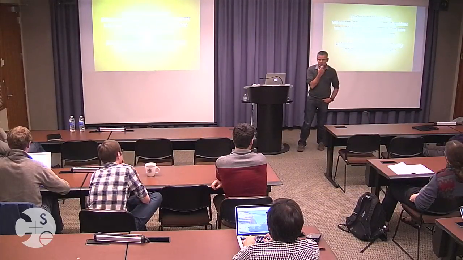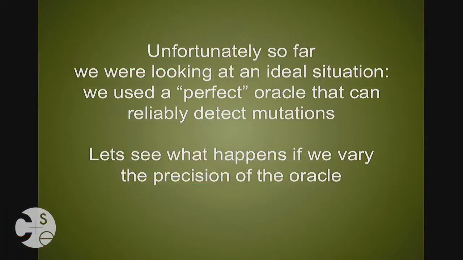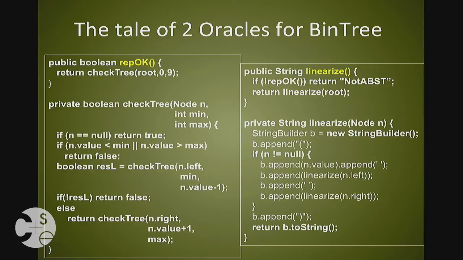Okay, but the bad news is it turns out that there is another small snag. What we have seen so far are cases where it is very easy to distinguish whether the result is different from one program to the other, right? So the oracle was very precise. Now the problem is what happens if the oracle is not that precise. So here is an example we're going to look at.